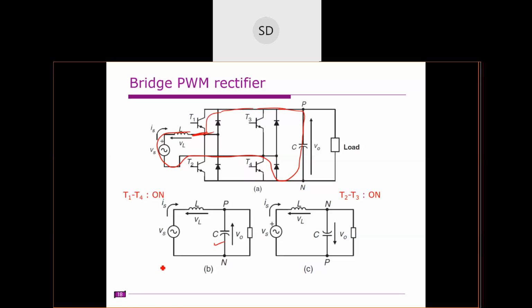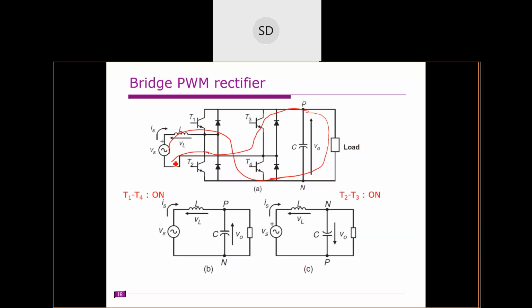For the same case, if the opposite switches T2 and T3 are turned on, how will it be? It will start like this, and it will end in this direction.